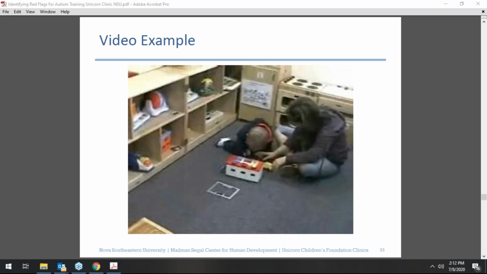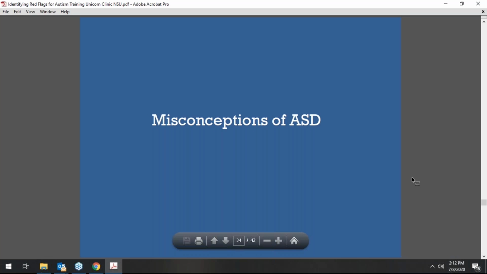So here you see how the child responded by kind of smiling, but he didn't look at her and he didn't smile at her. So he didn't share that enjoyment with her. So can you go to the next slide that says misconceptions of ASD? Yes, so now for this section, Dr. Morello will take over and discuss the misconceptions.